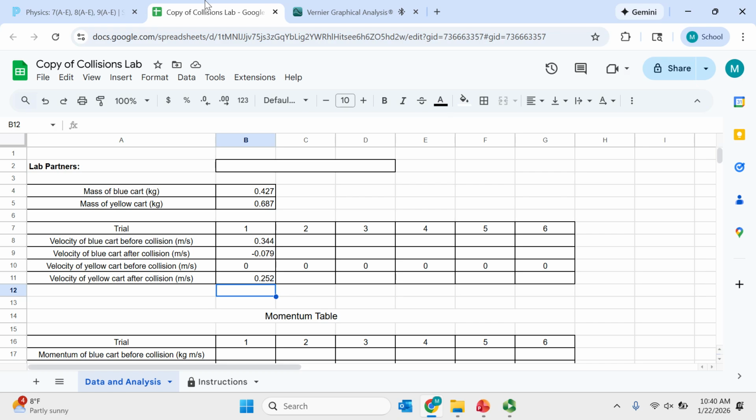I'm going to create a separate video to talk about the analysis, how to get momentum and kinetic energy out of this, and how to answer the question, is momentum conserved and is kinetic energy conserved? How to answer those questions.